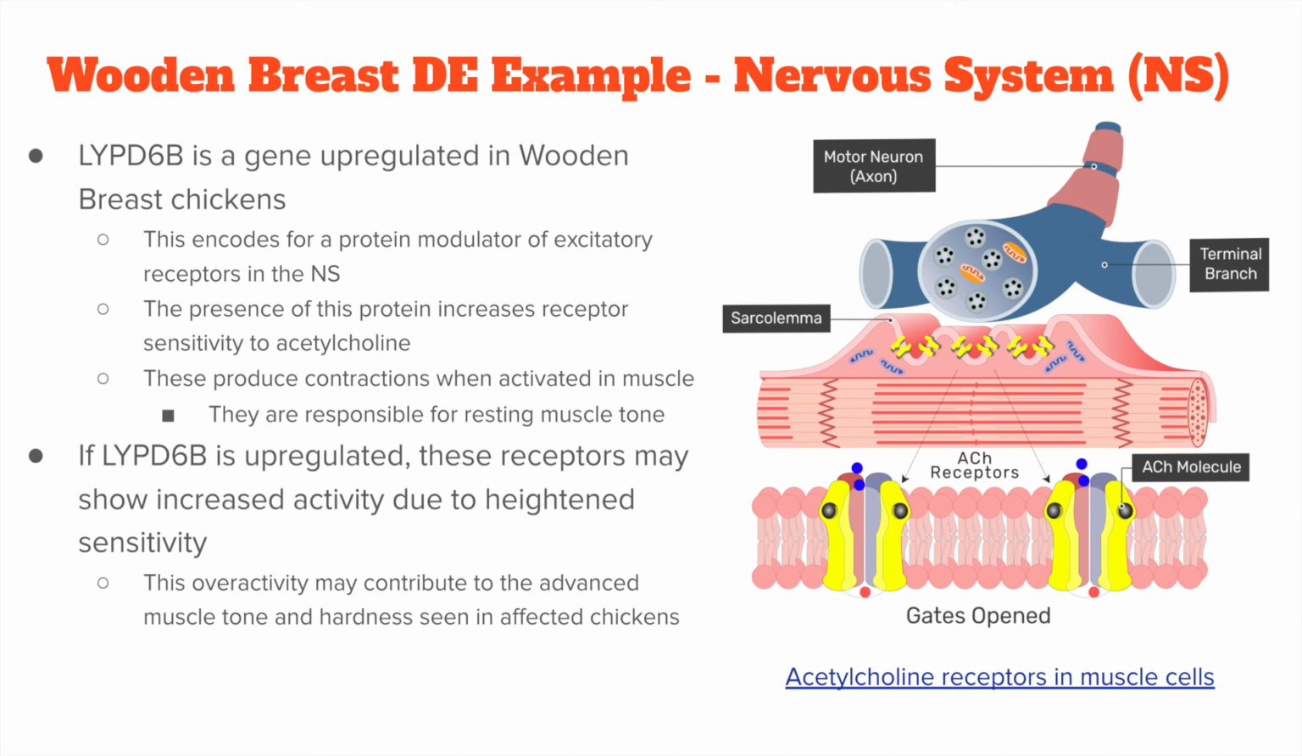This overactivity is something that may contribute to the advanced muscle tone and hardness that is seen in affected chickens, along with immobility. That's an example of how we perform differential expression analysis using the knowledge we have about particular genes within the nervous system and other systems.